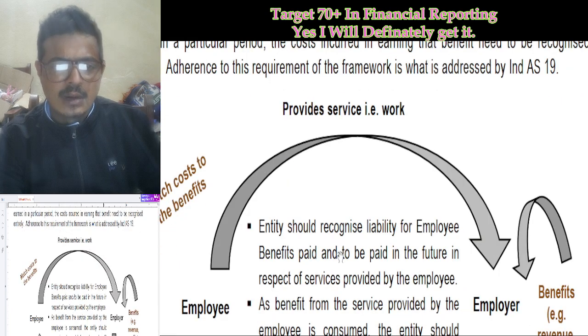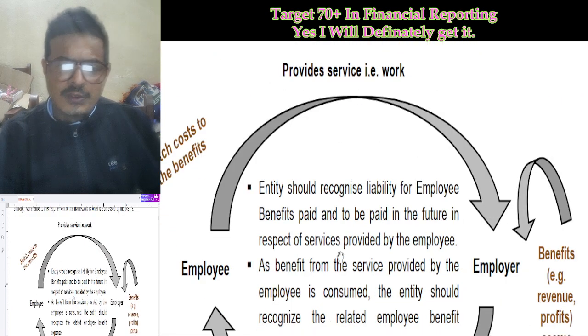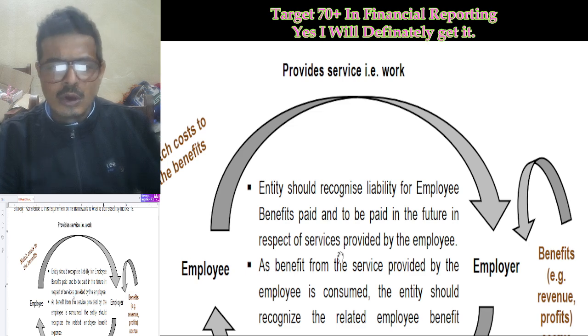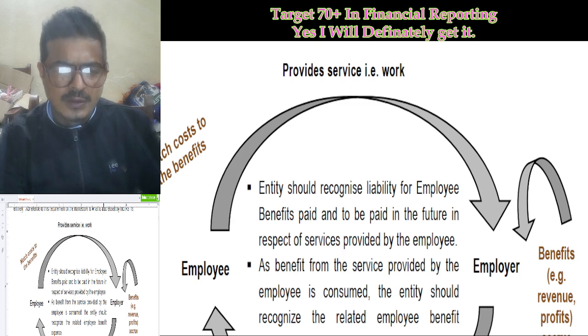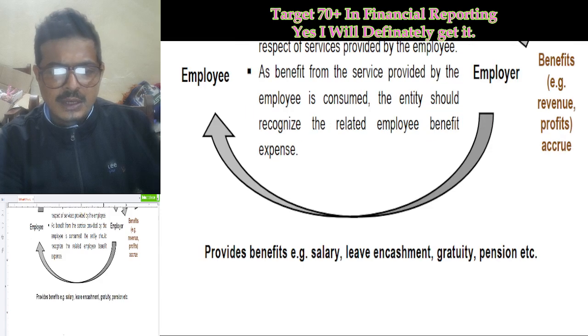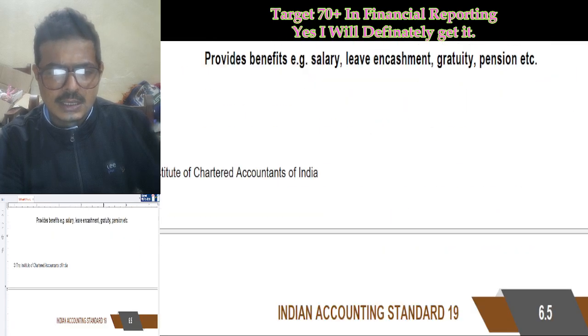So look at this diagram. Provide service, i.e. work; match cost to the benefit; and benefit, for example revenue or profit, occurs. Employer, employee. Entities should recognize the liability for employee benefits paid and to be paid in the future in respect of service provided by the employee. Benefit, for example revenue, profit, accrues. From employer to employee, as the benefit from the service provided by the employee is consumed, the entity should recognize the related employee benefit expenses. Provided benefits, for example salary, leave encashment, gratuity, pension, etc.